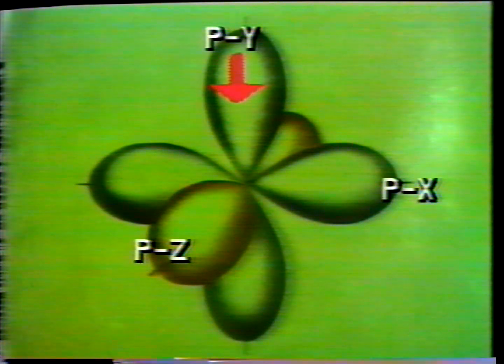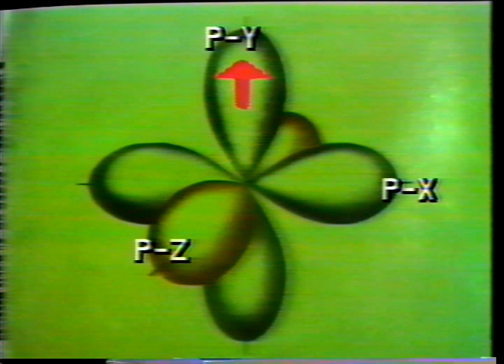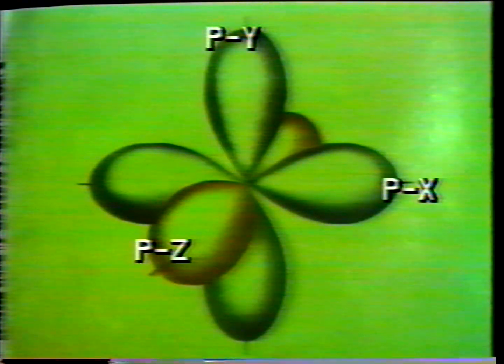Phosphorus would have 3 unpaired electrons. Oxygen would have 2 unpaired electrons. And fluorine would have 1 unpaired electron. Neon would have no unpaired electrons.